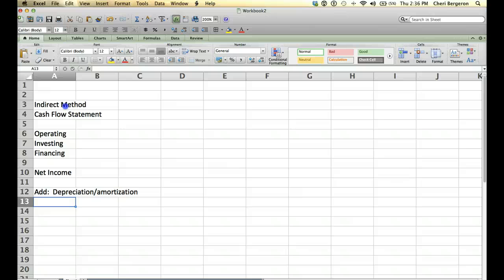Alright, now you may be thinking, but hey, when I bought the equipment, it did decrease cash. That's true, but we're going to take care of that when we get down to investing, because investing is where long-term assets go. Alright, so you're going to add back depreciation and amortization.